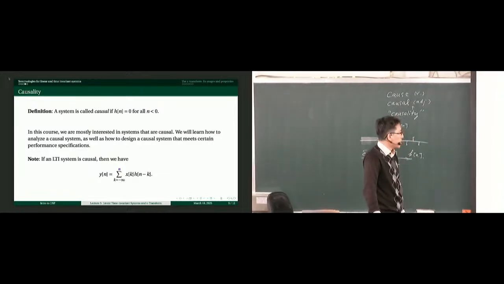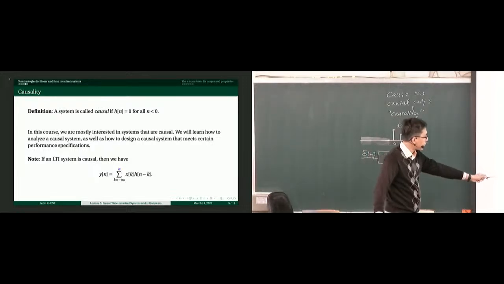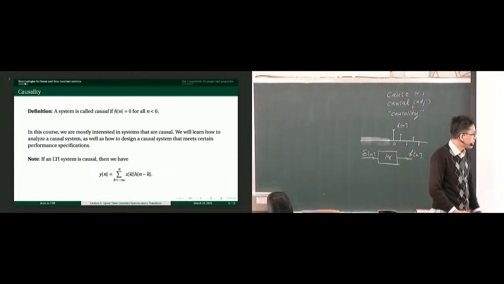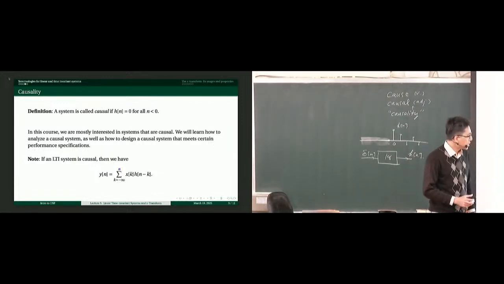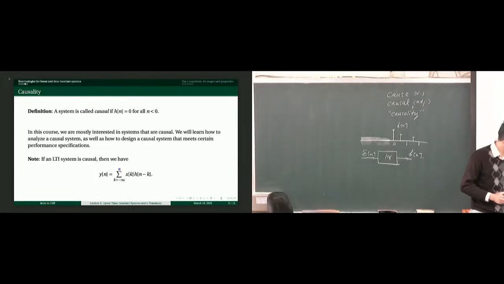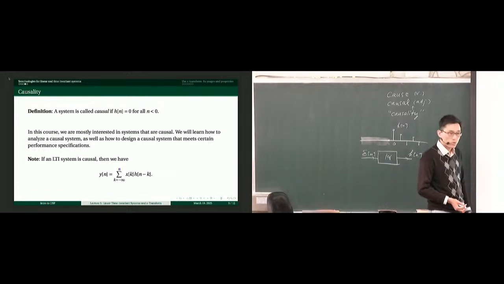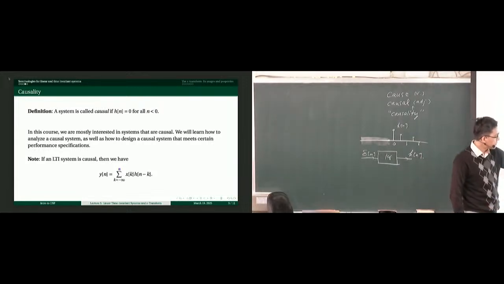Okay, causality. And here's a note. So if we know that an LTI system is causal, then this convolution equation can be slightly modified. Let me explain. Y is equal to flip h and multiply with x. That looks like a convolution for sure. But now the index only runs from minus infinity to n, to the current moment.